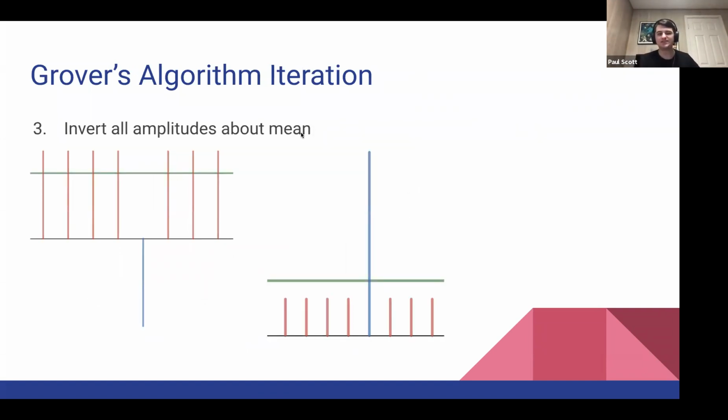And so then what we do, this step is probably the hardest to explain, but we will invert all of the amplitudes about the mean that we just found. So in this diagram that I tried to make as best as I could, all these red lines represent all the other states. So the 0, 0, 0, 1, 0, 0, 0, 0, 0, 1, 0, 1, 0, etc. So the red ones are the states we don't care about. And at this moment, they're all 1/2√2.